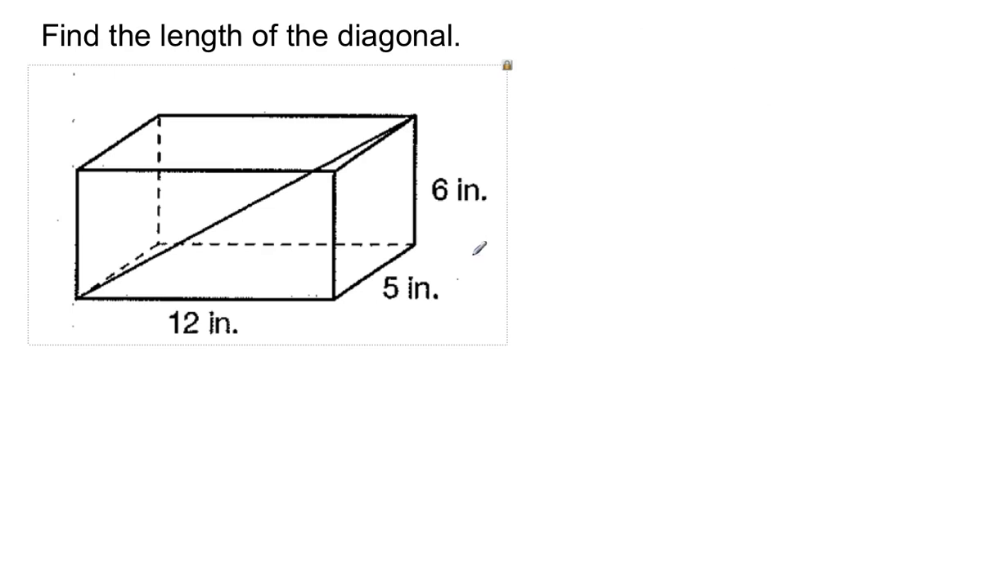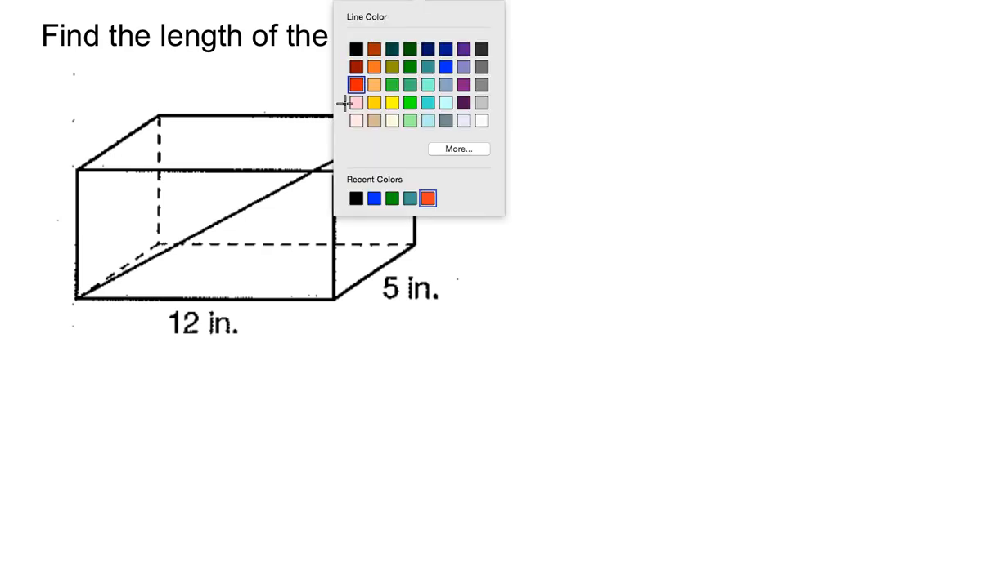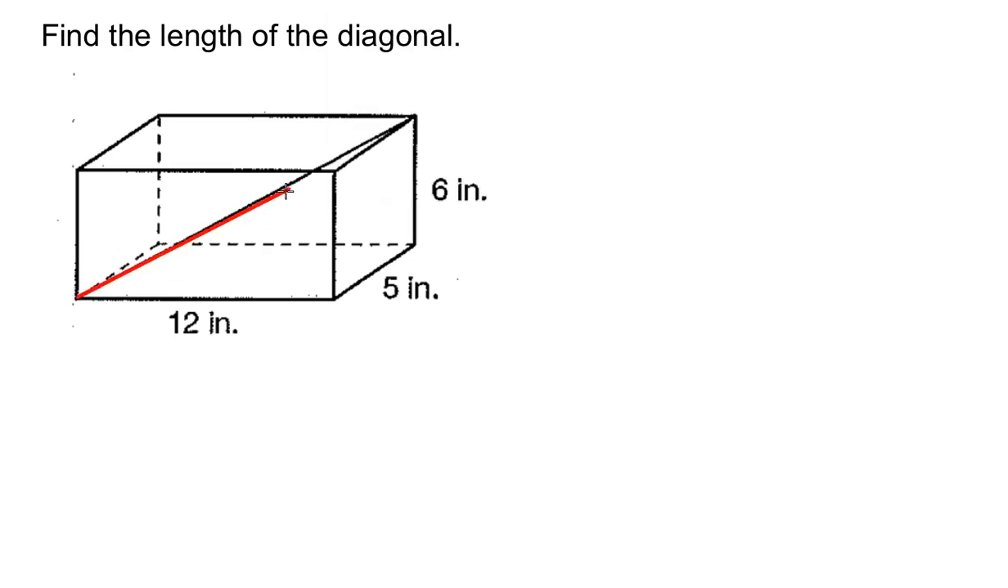Length of the diagonal here. All right, so we're going to apply the Pythagorean theorem to this 3D shape. So I'm looking for the diagonal. The diagonal is that line going from the corner of the box to the opposite corner in a different plane, right? So that's the diagonal I'm looking for.